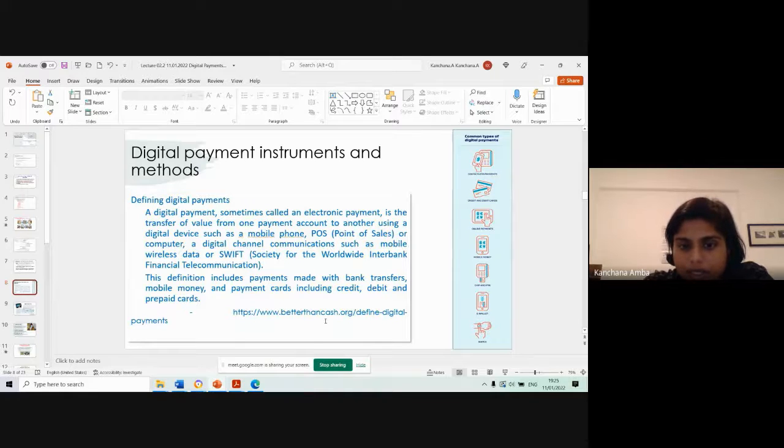So I got this definition from the World Bank, which has this initiative called Better Than Cash, where they promote digital payments. So if you want, there's a lot of resources there, you can go and the link is here, so you can go and check that out.